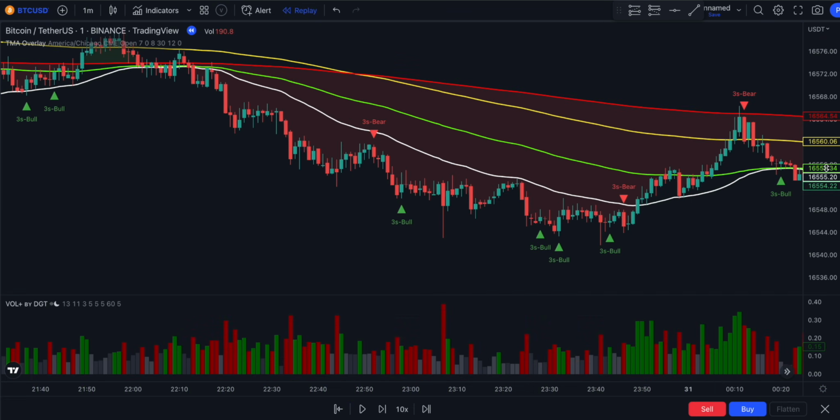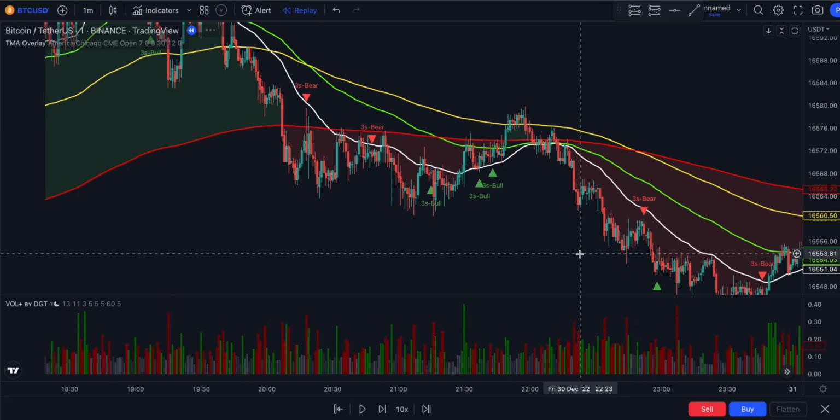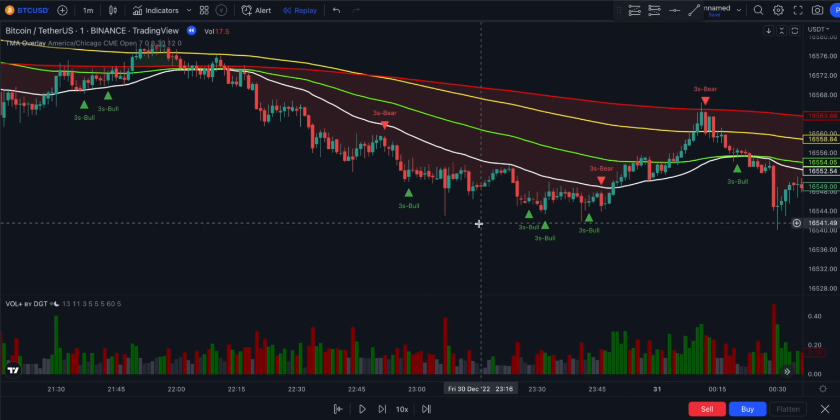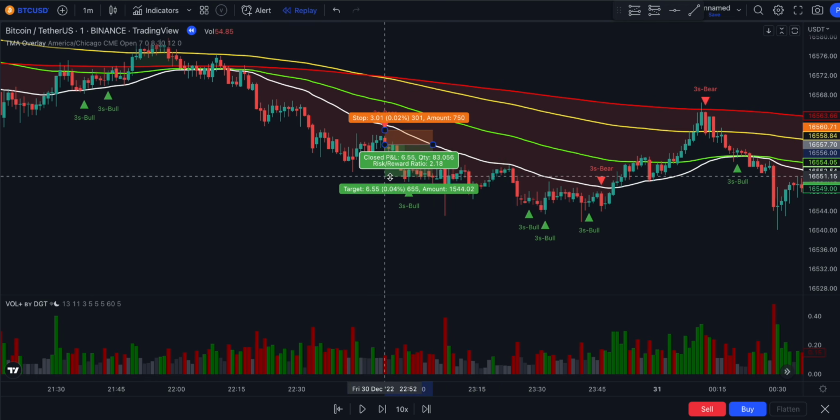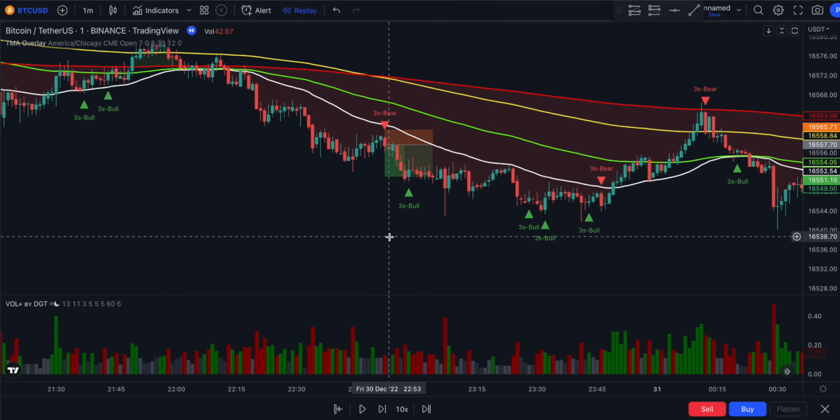Here's one more example for a sell entry. We can see the bearish trend has just been established. The indicator printed a bearish signal and the volume confirms it. So yeah, definitely give the strategy a try. It works perfectly well on lower time frames.